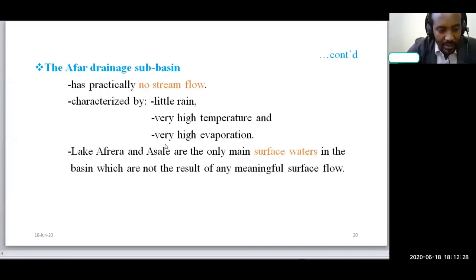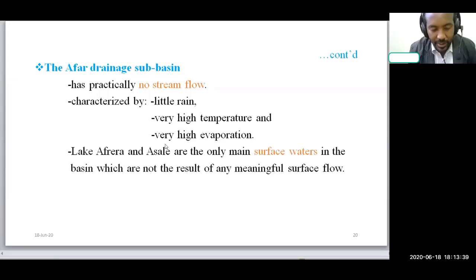The second drainage system is the Afar drainage system. Don't forget the natural structure of the Afar triangle and that part of the Rift Valley. That part of the Rift Valley experiences extremely high temperature almost throughout the year. Don't expect sufficient rainfall or any significant volume of flowing water in that particular region. As a result, the Afar basin has no practically visible flowing river, even during the rainy season. During the summer season, there is no significant flood volume.